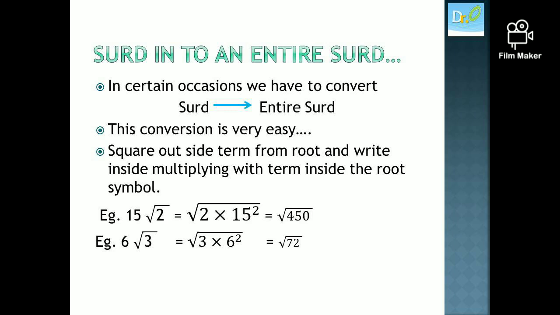This is pretty simple. Then if you get 6 root 3, square 6. 6 squared is 36, into 3 is 108, so that is root 108. That is pretty simple. You can convert a surd into an entire surd very easily as shown in this slide.